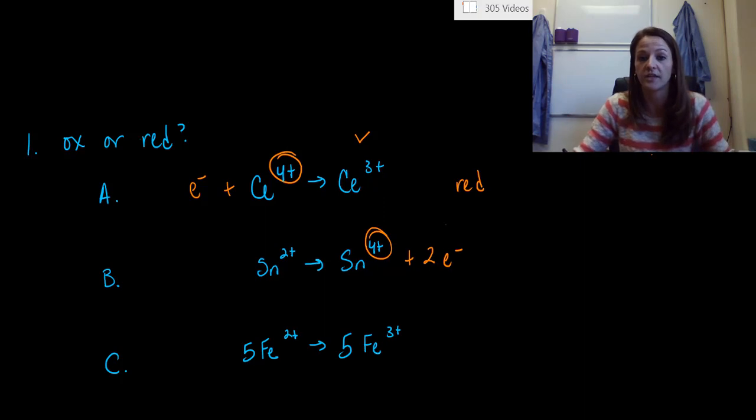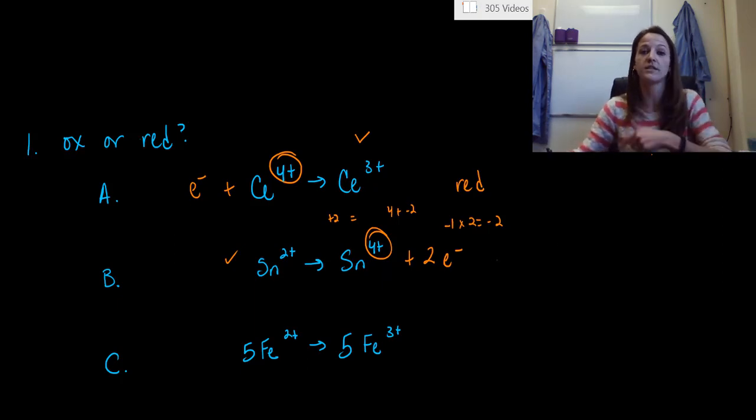So remember, an electron has a -1 charge. If we add 2 of them, we actually are adding a 2, so a -2 charge. So 4 plus a -2 actually gives us a +2 charge. So this one now balances out. Now for this one, my electrons are on my right side or my product side, so that is definitely an oxidation reaction. All right, last one.